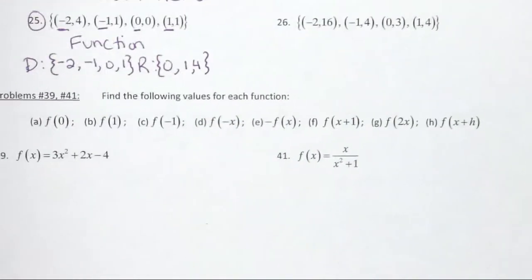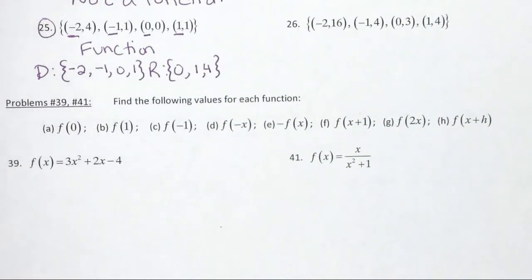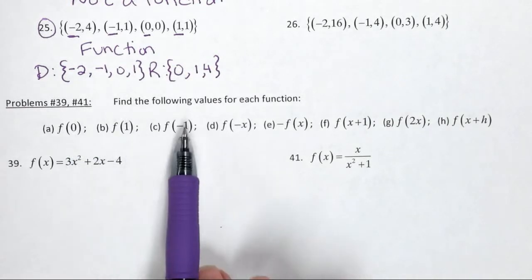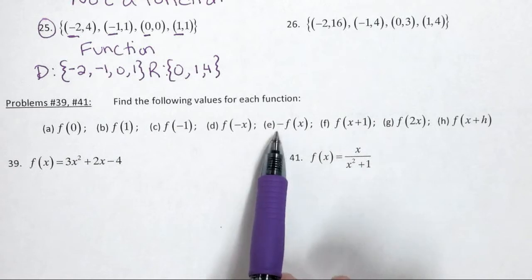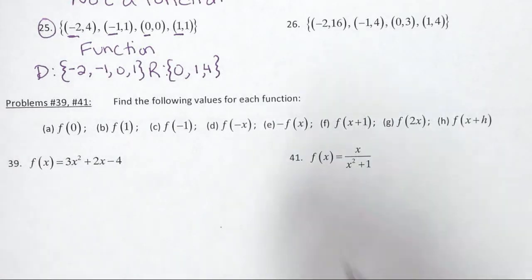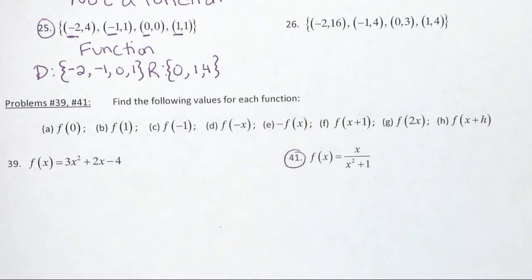At the bottom of the graph, they want you to evaluate each function for 0, 1, -1, -x, -f of x, x plus 1, 2x, and x plus h. So in class, I did number 41. I'm just going to do a few of these, not all of them. You need to do all of them.